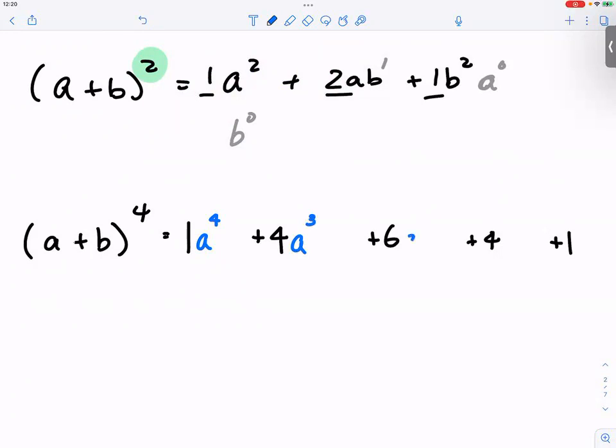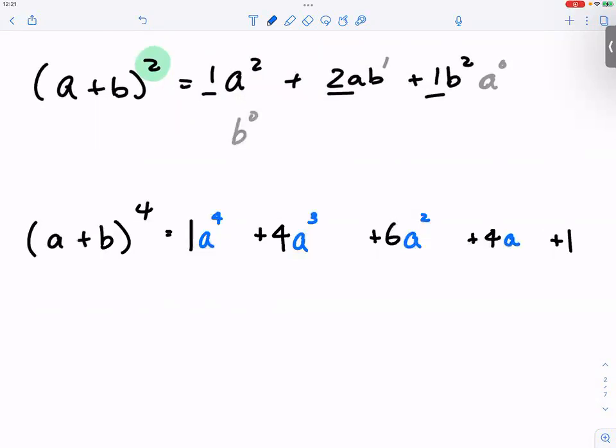3. And then a square. And then a to the first power. And then a to the 0 power, which you don't have to write. All right. And now on to b. Well, first term is b to the 0 power. Don't have to write it. And then b to the first power. And then b squared. And then b cubed. And then b to the 4th power.